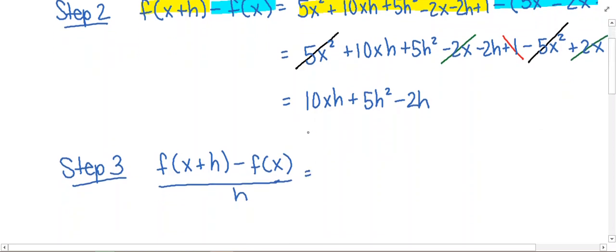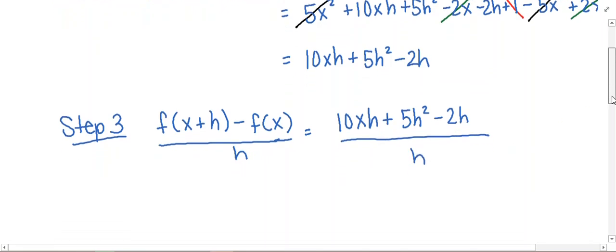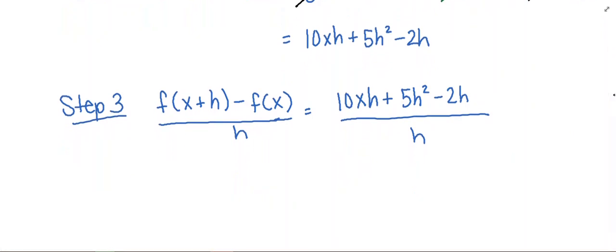All right, so we need to basically write down the numerator. So take our previous result: 10xh plus 5h squared minus 2h. And you need to divide this entire numerator by h. Okay, so this is a step that kind of tricks students up. It's actually a very simple step, but it is easy to get confused on.